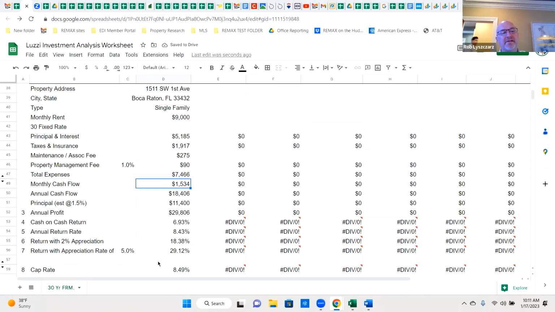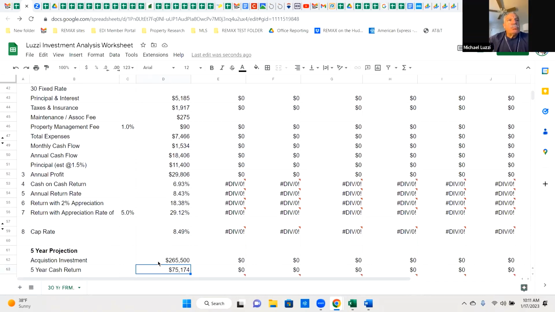If we got 9,000, you'd cash flow at 1,534, 18,000 a year. You'd pay off about 11,000 in principal. Your annual profit would be 30,000. Cash on cash return would be almost 7%. Your annual rate of return would be 8.5% with 2% appreciation. It's 18%. And if it appreciated at 5, you're getting a rate of return of 30%. Wow. Pretty easy to do, right?